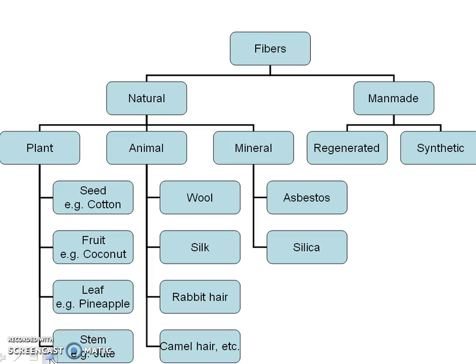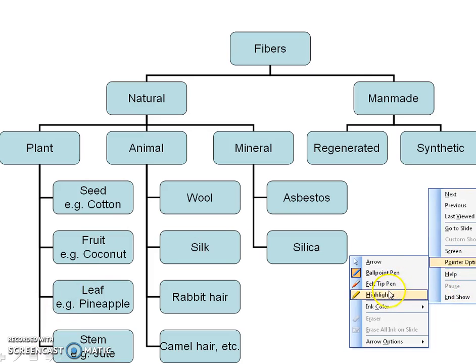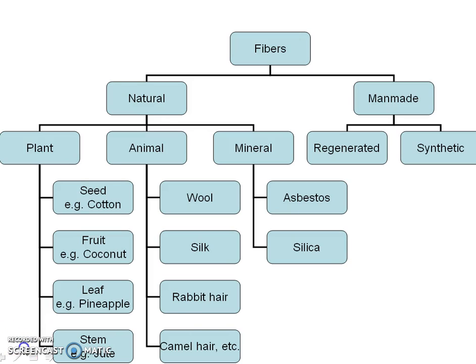There are a variety of fibers. They can be classified as natural and man-made. The natural fibers are further classified as fibers that are obtained from plants, fibers that are obtained from animals, and those which are naturally occurring from nature, minerals.